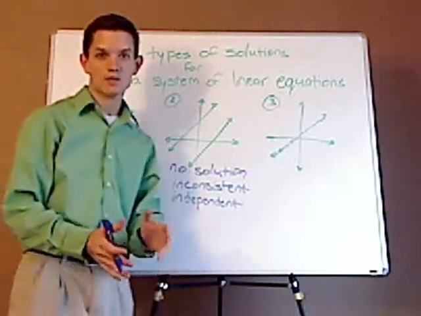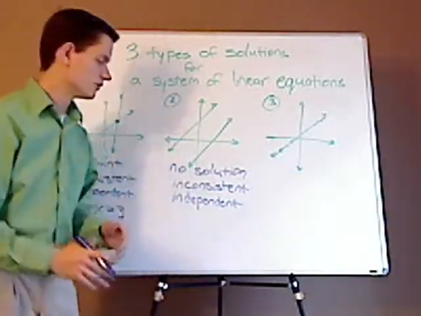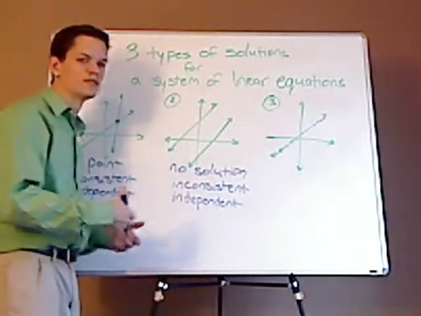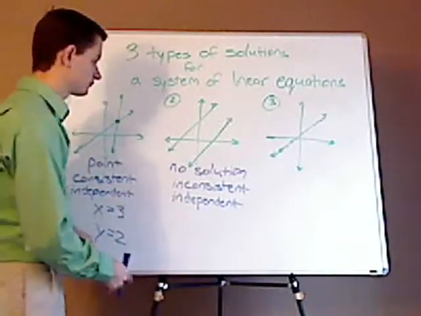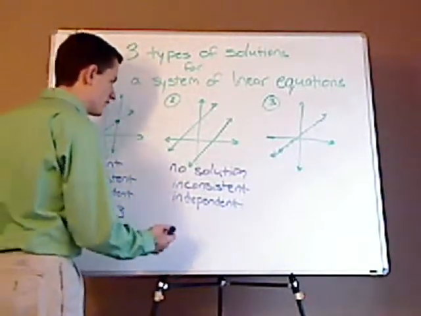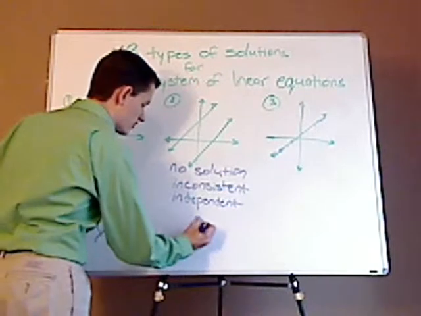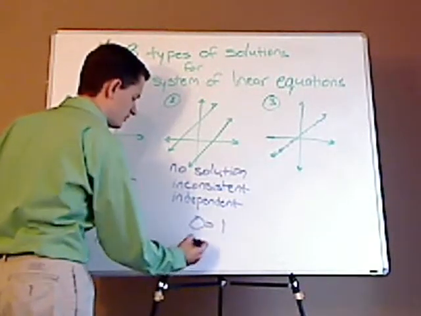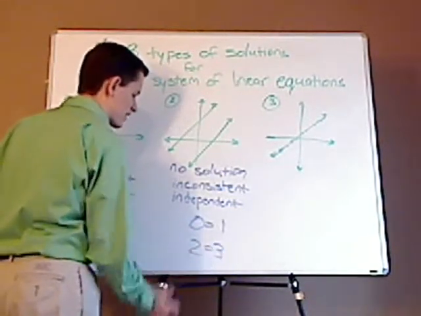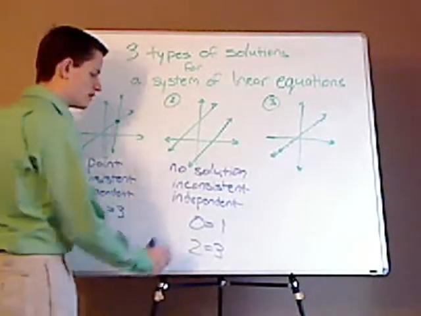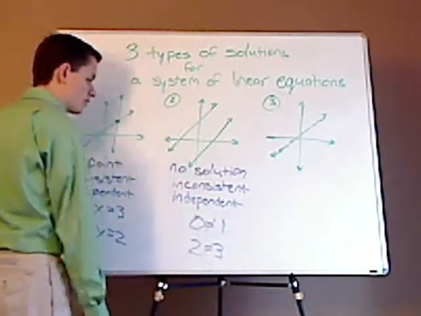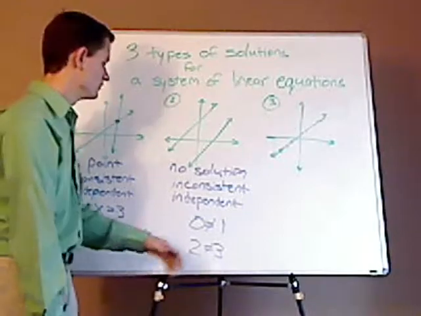And so what you're going to get when you do the substitution or elimination method, your x's and y's are going to cancel out. And you're going to get something like this: 0 equals 1, 2 equals 3. And you're asking yourself, that doesn't make any sense. Well, that's because it's always false. There's going to be no solution.